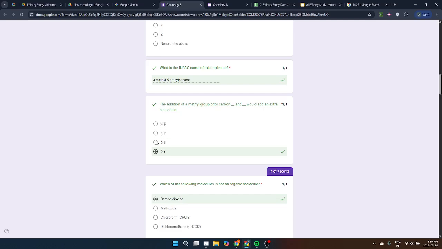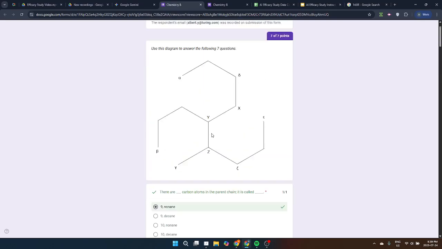Instead of an extra side chain, it would just extend it from nonane into decane by adding a methyl group, so it wouldn't be a side chain. And so I just picked the only one without alpha or epsilon, which was delta and tau here. And yes, so it would make sense.